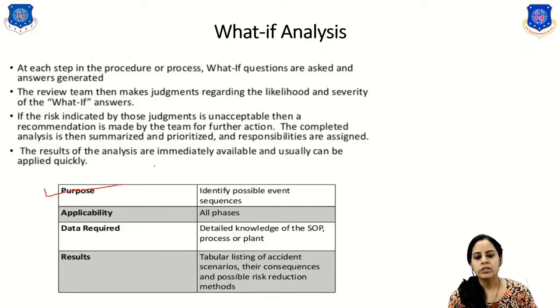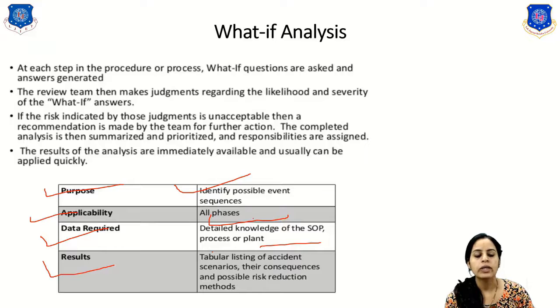The purpose of this method is to identify possible event sequences, and it is applicable in all phases. The data required for this method is detailed knowledge of the SOP and the process or the plant. The result will be a tabular listing of the accident scenarios, their consequences, and possible risk reduction methods. So this is the what-if analysis method.